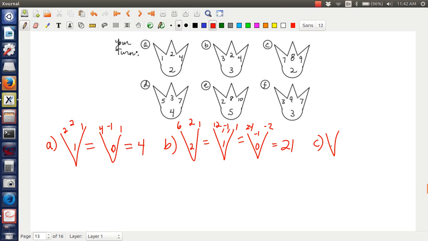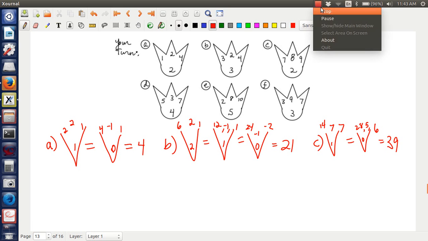C, 2 becomes 1, 7 becomes 14, 8 becomes 7, 9 becomes 7. And 14 becomes 28, 7 becomes 6, and the other 7 becomes 5. Okay, so 28 plus 11 is 39.